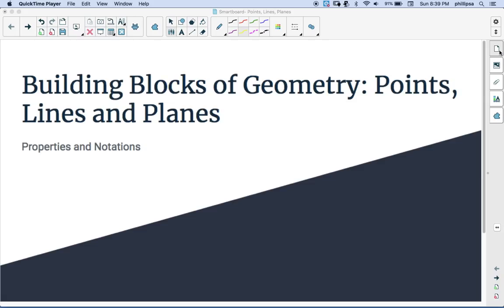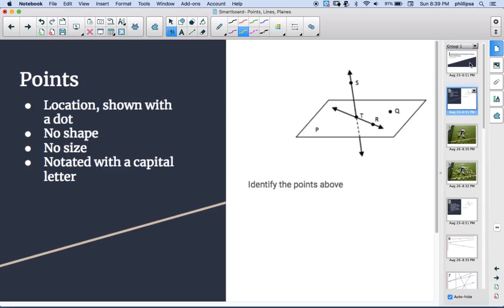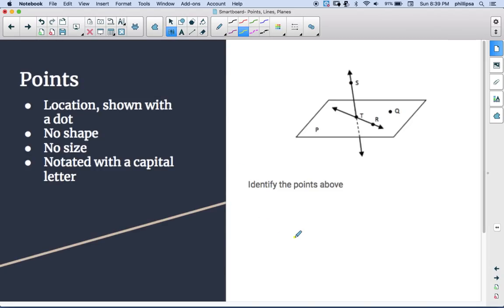So we're going to start with points, lines, and planes, and we'll start with our basics: points. A point is a location. We show it with a dot. It does not have shape, it does not have size, and we notate it with a capital letter. On the diagram given on this slide, I have quite a few points. I have point S, point T, point R, and point Q.